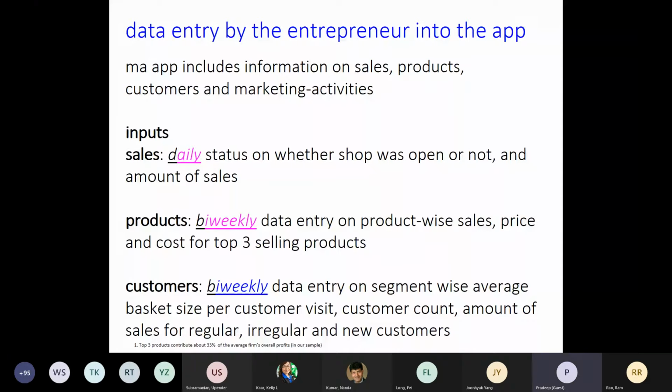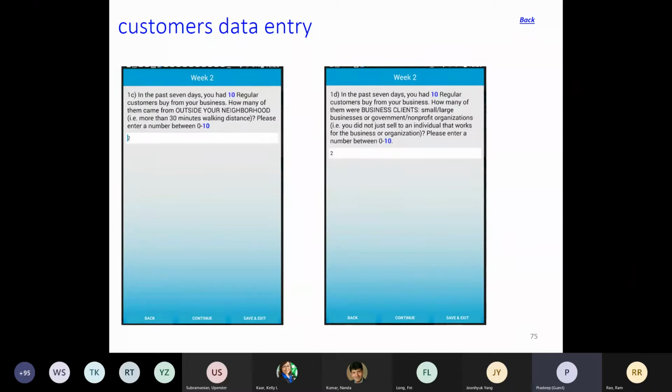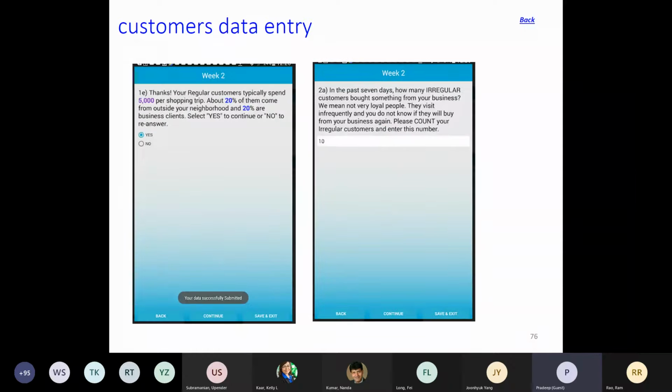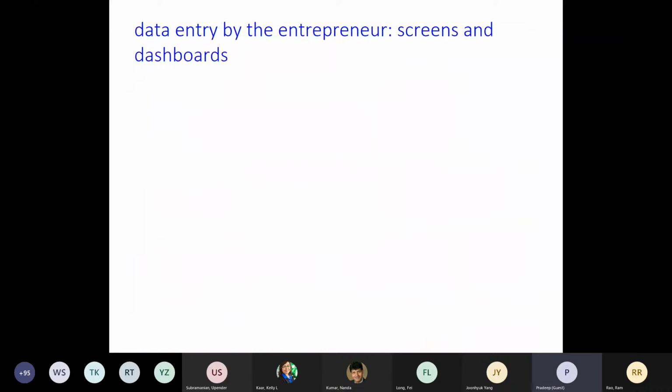Okay. Also, on a bi-weekly basis, we got the entrepreneurs to give us data about their customers. So we asked them, for example, things like, how many regular customers came to the store, and what did these regular customers essentially end up buying, and then what other kinds of customers, irregular customers, for example. So different types of customer groups, trying to figure out what their sizes are, how frequently they come to the store, etc. Okay. So those are the kinds of information that the app would take in.